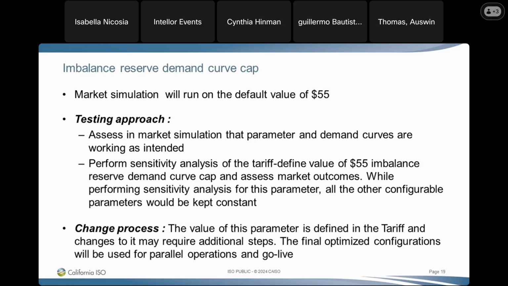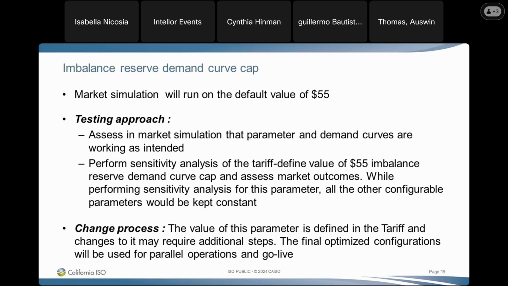The initial value on the demand curve will be set to $55, which is the high end of the range around the 80th percentile of historic spinning reserve offers, which the CAISO would otherwise procure in lieu of imbalance reserves. The CAISO determined the imbalance reserves are not worth more than $55 per megawatt hour because we are likely to be able to meet the need at that price by procuring an alternative product, that is the spinning reserve.